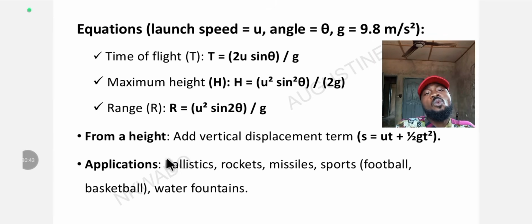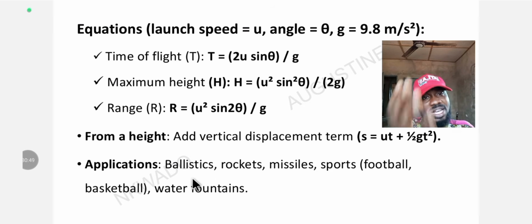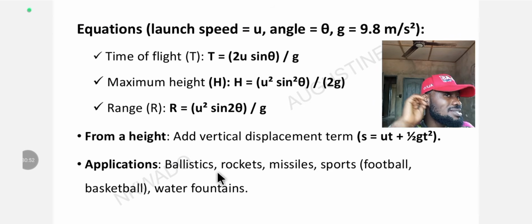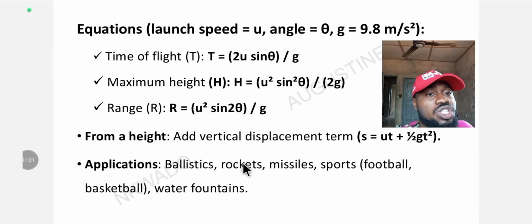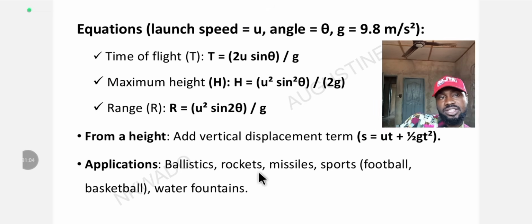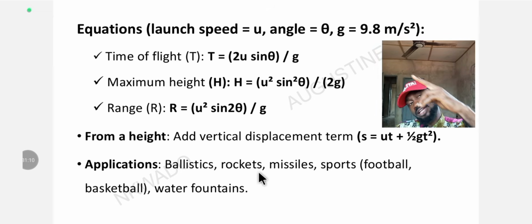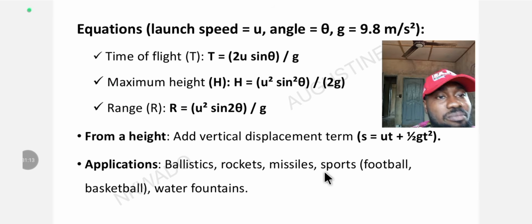Very easy. What are the applications of projectiles? JAMB wants you to know this. The first is ballistics. You hear intercontinental ballistic missile, a projectile. You launch it, and it gives that projectile motion. It's also used in rockets, to fire rockets. Rockets don't go straight, they go like this, fired to space. Then missiles, like I said, intercontinental ballistic missiles.